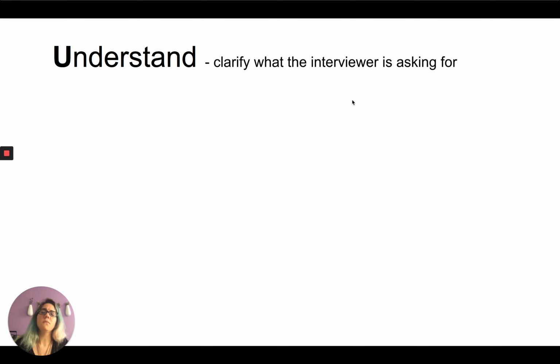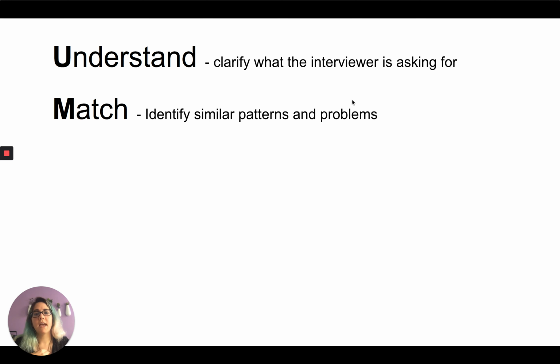So let's talk a little bit about how we might break down a problem. There are several steps, and it's easy to remember, when you're nervous or really stuck, if you have this acronym, UMPIRE. So U stands for understand. That's the very first step. We want to clarify what the interviewer is asking for. Then we want to see, have we looked at similar problems in the past before? Have we ever seen a similar problem like this? What did we do to solve it in the past? Or what were the patterns that we used?